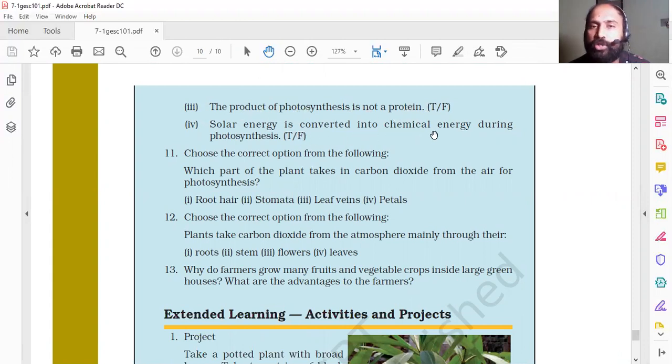Solar energy is converted into chemical energy during photosynthesis. Yes, that is also true. Solar energy is converted to chemical energy. So true. Why is the solar energy converted to glucose? Glucose is a chemical, right? Biochemical.